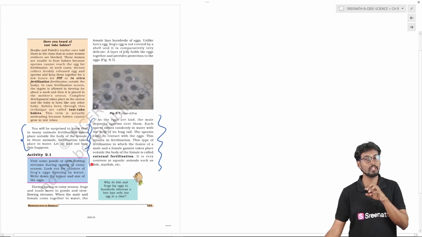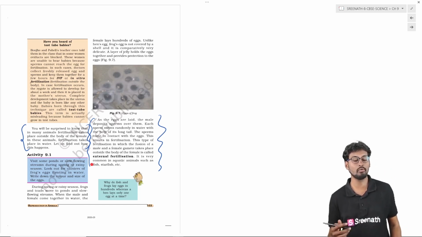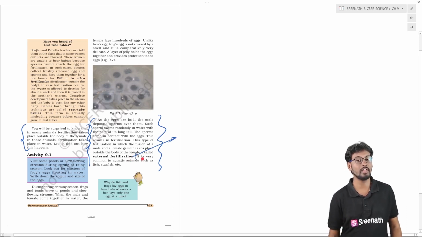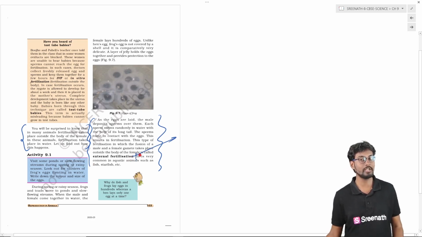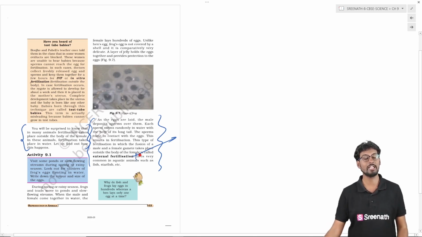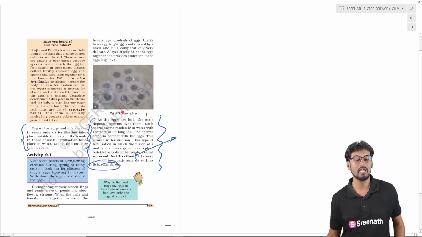When the fusion of the male and female gamete takes place outside the body, it is called external fertilization. It is a very common thing in the case of aquatic animals, especially fishes and starfishes. So external fertilization is very common in aquatic animals.